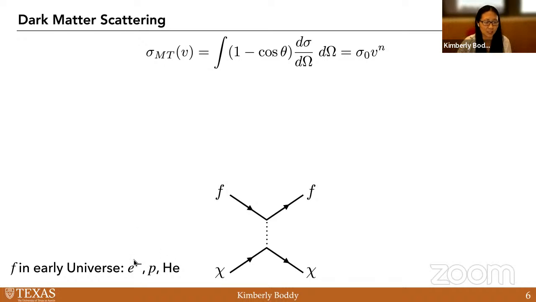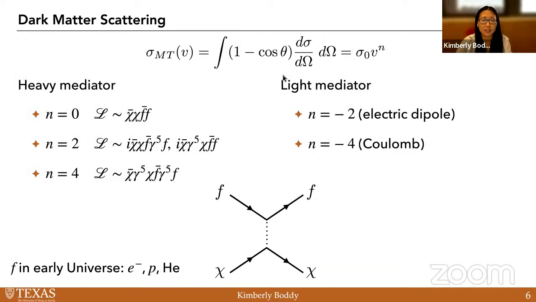Electrons, protons, and helium exist in the early universe, and there's just some elastic scattering process. And so the quantity that cosmology actually cares about is called the momentum transfer cross-section. So it's this weighted cross-section. And you can imagine having different differential cross-sections from different types of scenarios.